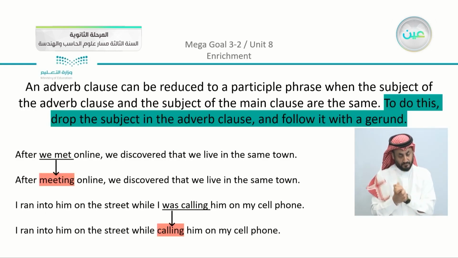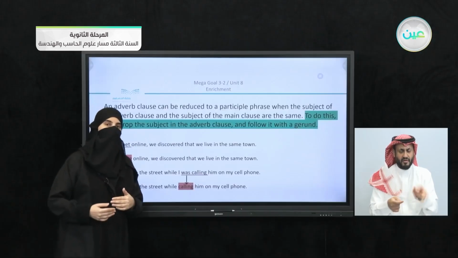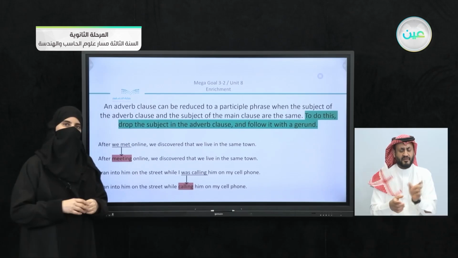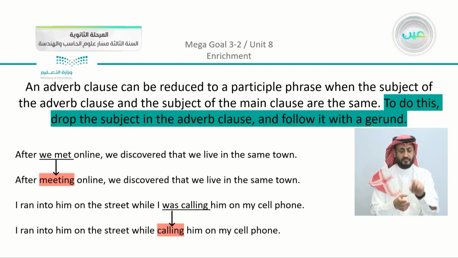What did we study? We had the structure. An adverb clause can be reduced to a participle phrase when the subject of the adverb clause and the subject of the main clause are the same. So instead of just repeating, as we studied, we are just going to shorten them. You can see the examples. After we met online, we discovered that we live in the same town. So instead of saying after we met, we can say after meeting online. Also, another example here.